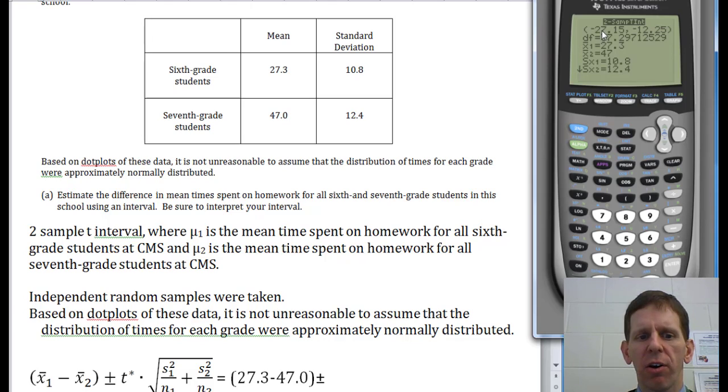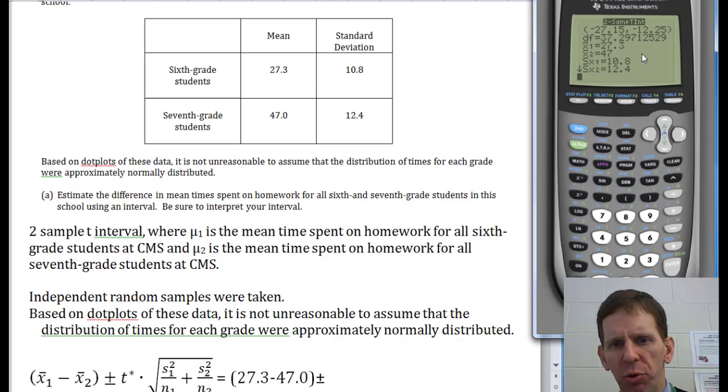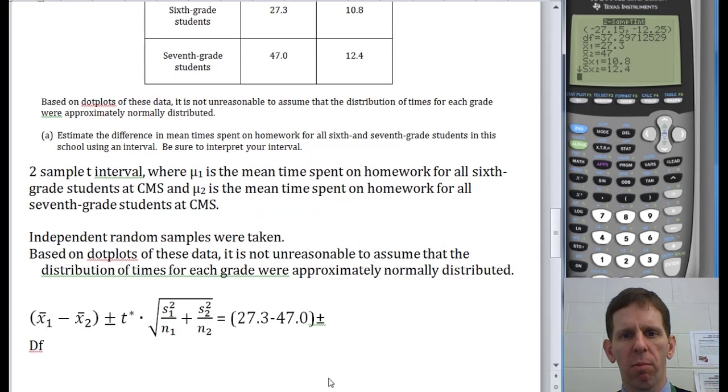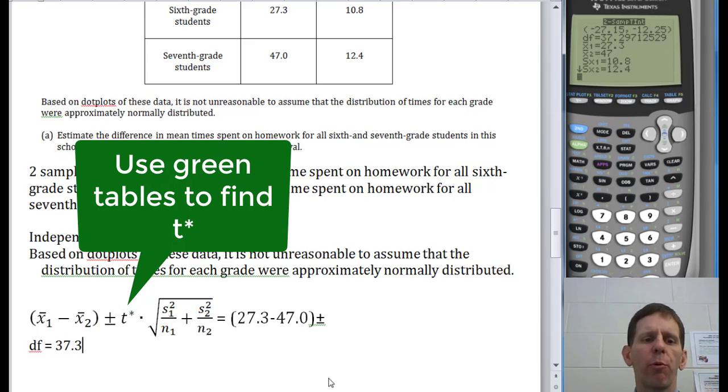When you hit enter, this is the answer to the question. So our answer is going to be negative 27.15 comma negative 12.25. Here's our degrees of freedom. It says 37.297. If you want to round this, you can. I'm fine if you say 37. If you want to give the decimal, you can as well. We are going to write this underneath our problem here. So I'm going to say the degrees of freedom, lowercase df, equals 37.3. And now we can use your table.